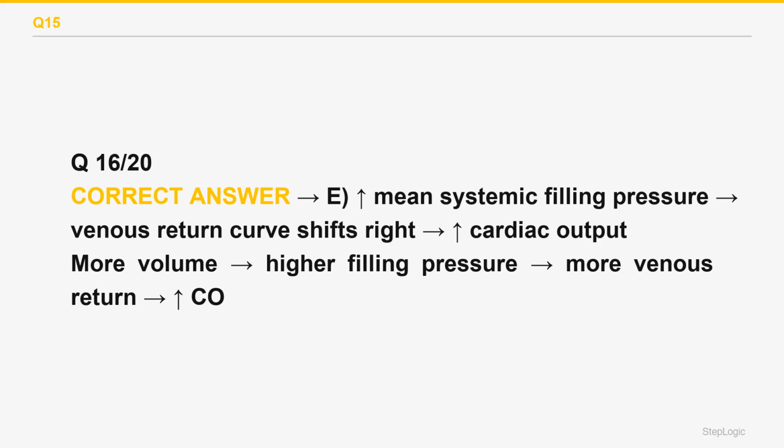This Guyton framework explains many states. Increasing blood volume, by transfusion, or venous tone, by sympathetic activation, raises the mean systemic filling pressure and shifts venous return rightward, raising cardiac output. Hemorrhage does the opposite. Changes in contractility shift the cardiac output curve instead. A transfusion raising the mean systemic filling pressure, shifting venous return rightward, and increasing the equilibrium cardiac output is the answer.